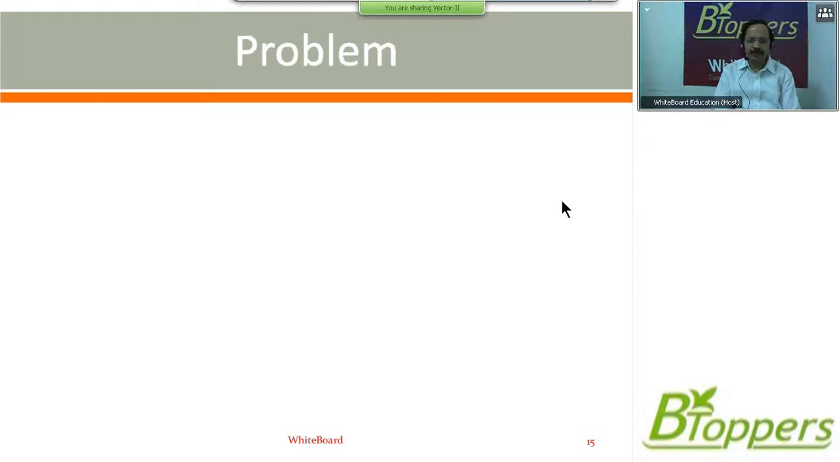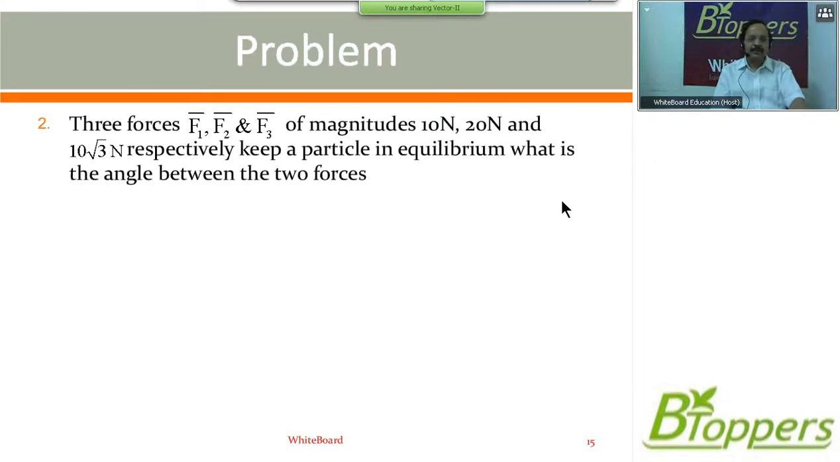So look at the problem based on the result we have just discussed on triangle law of addition of vectors. Three forces F1 bar, F2 bar and F3 bar of magnitudes 10 Newton, 20 Newton and 10 root 3 Newton respectively keep a particle in equilibrium. What is the angle between the two forces?